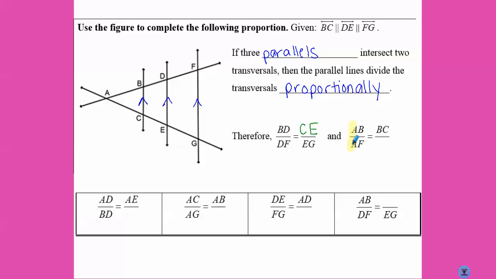If we have AB and AF, AB, and then AF is the long side of the whole thing, and then we have BC, which is the bottom of this smaller triangle. AF was the side of this big triangle, so we're going to need the bottom of the big triangle, which is FG.